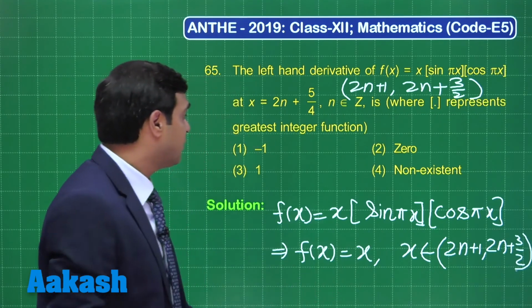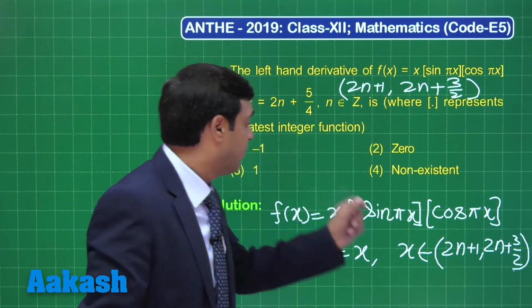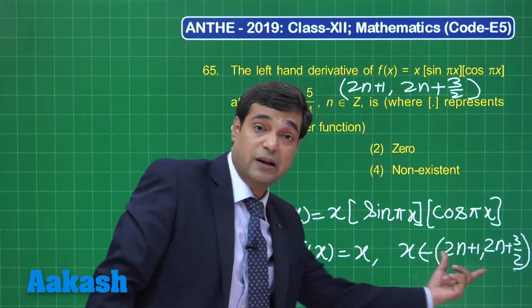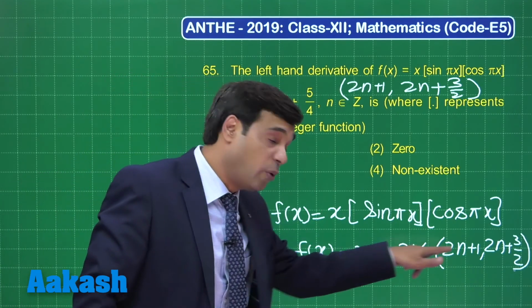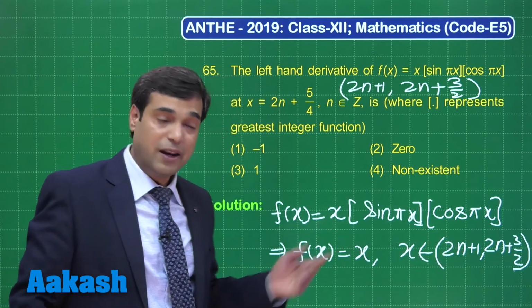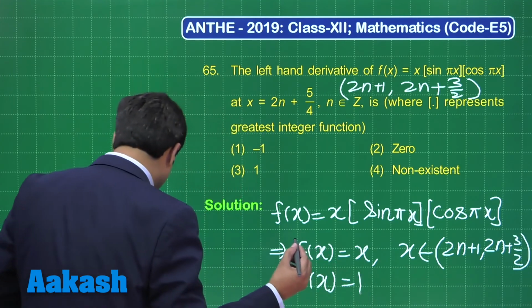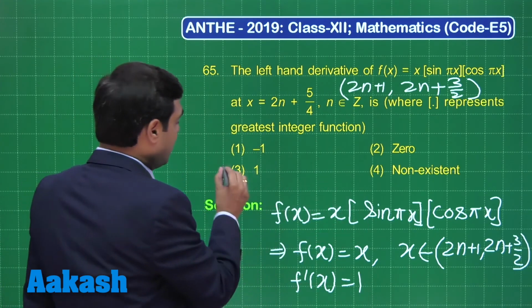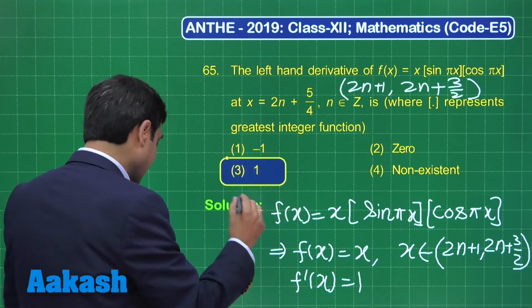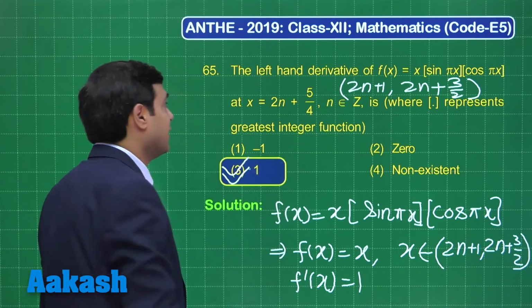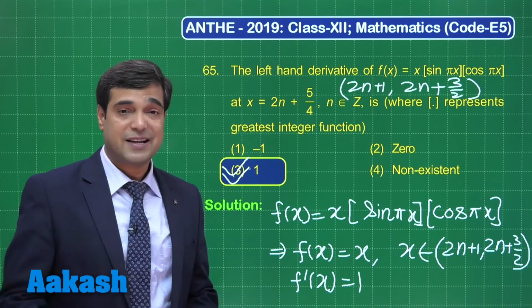I have taken this interval because the value 2n plus 5 by 4 is lying in this interval. So what is the derivative throughout this interval? It's simply 1. So f dash x is equal to 1 for this small interval. So let's check from the given options. The correct answer is option number 3. I'm sure this question is clear. Let's consider the next one.